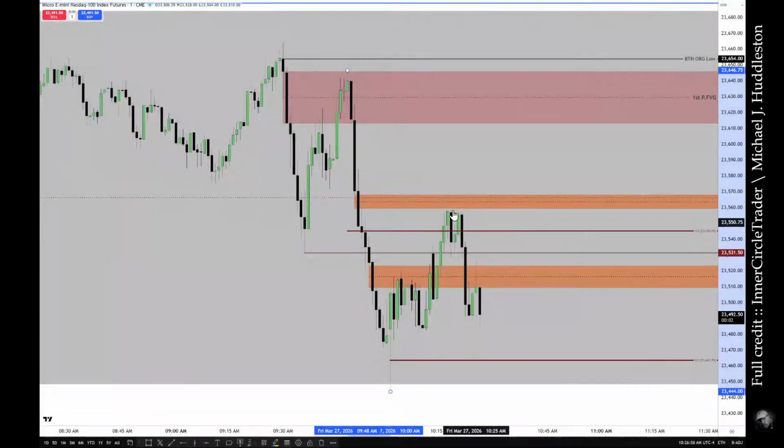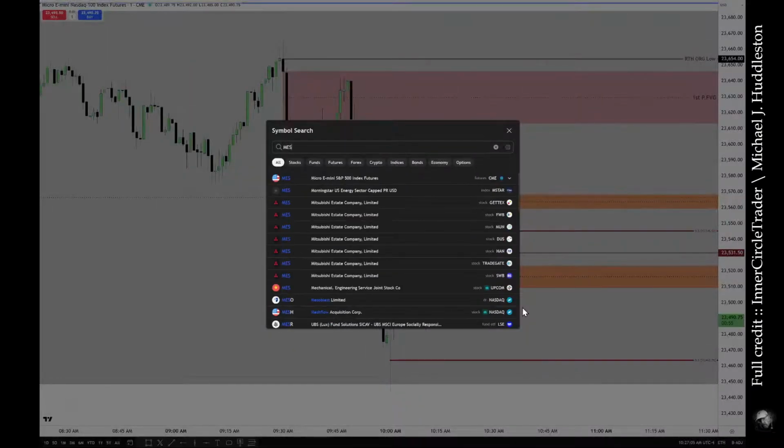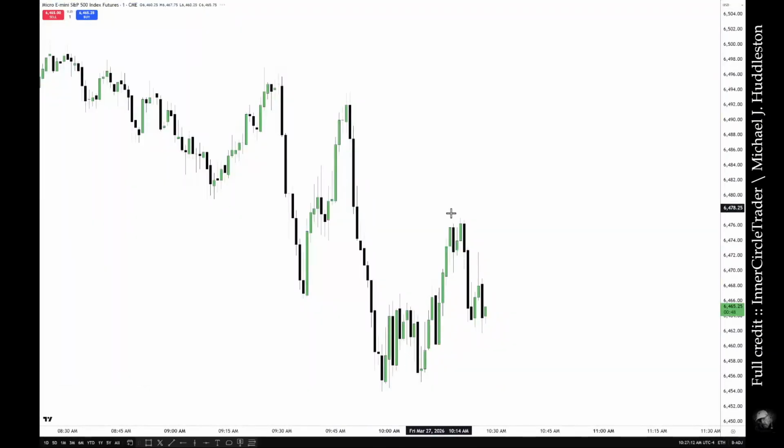I'm going to compare the S&P with these highs right here. Okay. Just give me a second. MES. See that? That's a little S&P divergence right there.